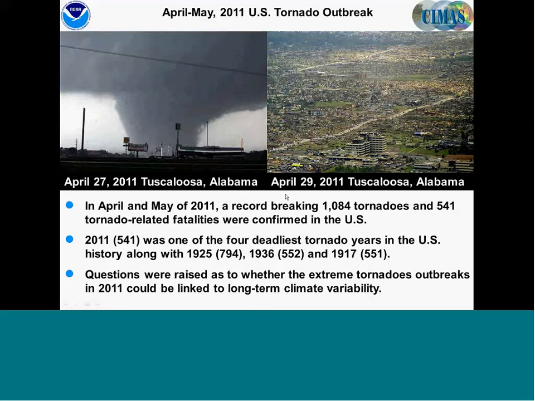In April and May of 2011, we had a record-breaking number of more than 1,000 tornadoes and more than 500 tornado-related fatalities in the United States. And 2011 was one of the 4 deadliest tornado years in U.S. history, along with 1925, 1936, and 1917. So many questions were raised as to whether this extreme event in 2011 has anything to do with long-term climate variability, including climate change and global warming.